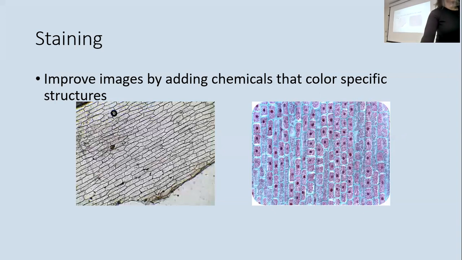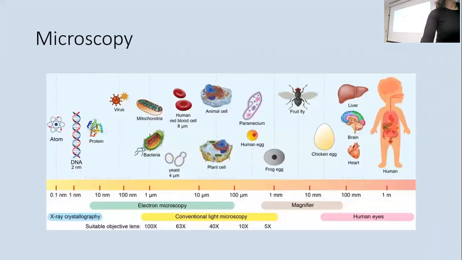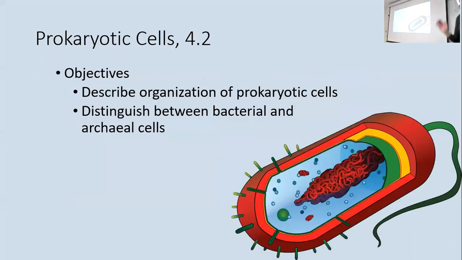All right. This is just kind of a breakdown of what you need to see different sizes of things. Right, so cells are small by necessity.